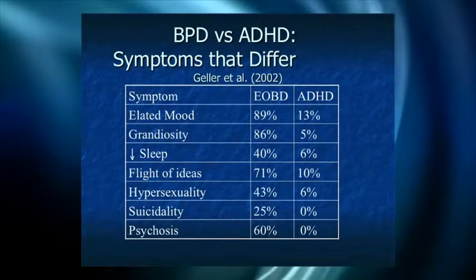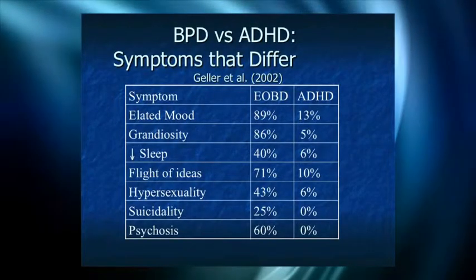Hypersexuality oftentimes is what we will see in mania. What you need to be careful about is checking out sex abuse, or exposure to explicit sexual content at an age that's developmentally inappropriate. You need to make sure that you've checked that out. But otherwise, when you see hypersexual behavior, you need to think about a bipolar disorder.